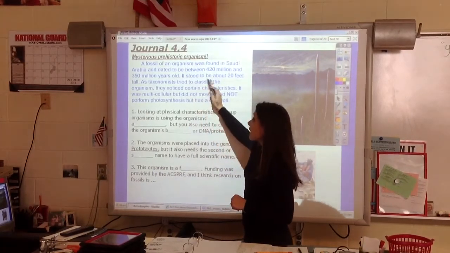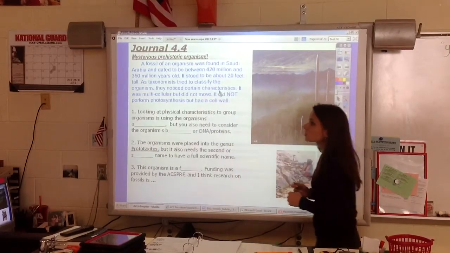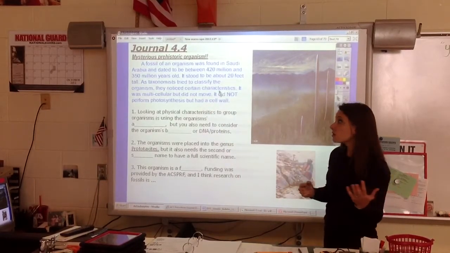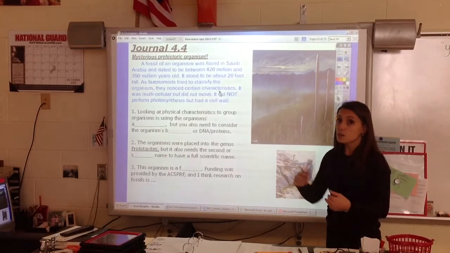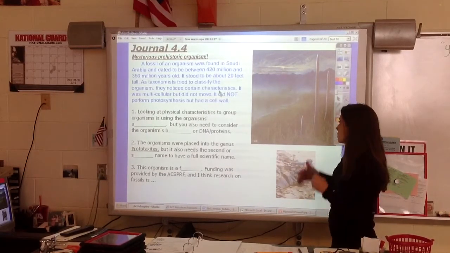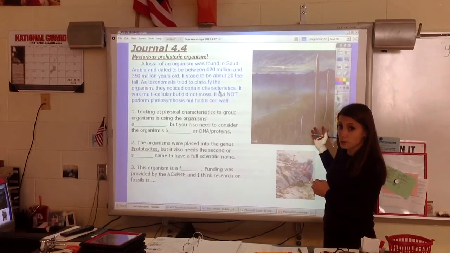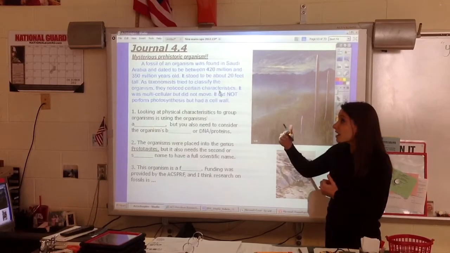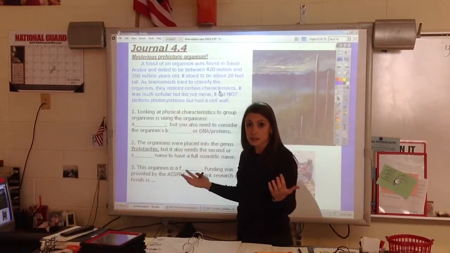As they tried to classify or group the organism, they noticed certain characteristics. It was multicellular, but did not move. It did not perform photosynthesis, but did have a cell wall. So it's not able to move. It doesn't perform photosynthesis. It's not an animal. It's not a plant. What is it?